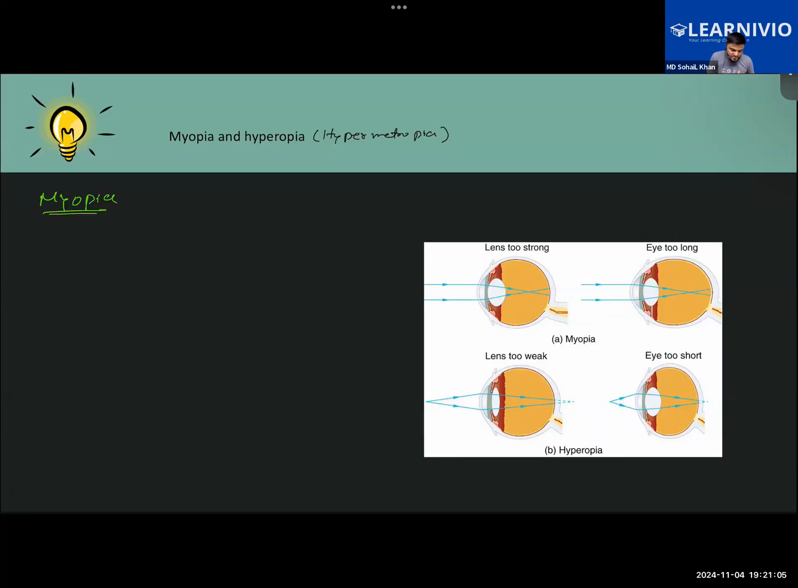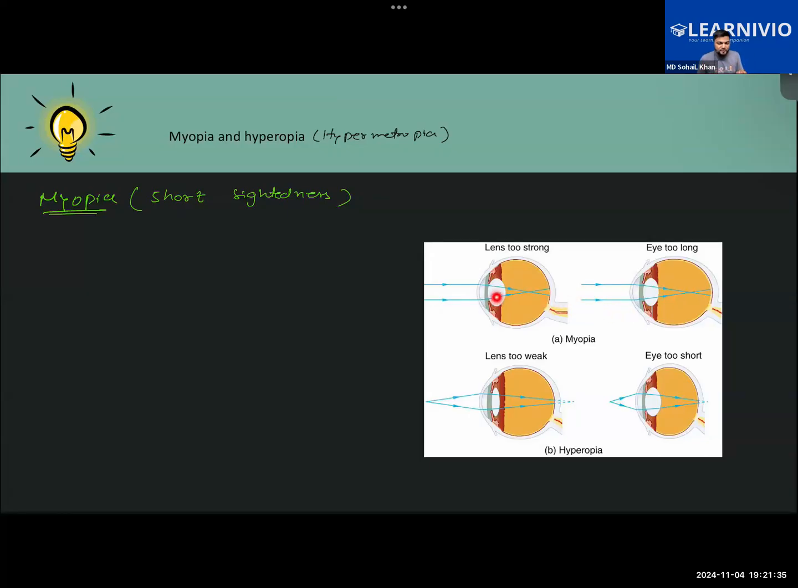Sometimes myopia is also called short-sightedness or nearsightedness, meaning that the sight of the person is limited to seeing the objects that are kept nearby only. Now there are several reasons for this. Specifically, there are two main reasons for a person to suffer from myopia. Take a look at these two images here. Both of them show the reason for myopia.